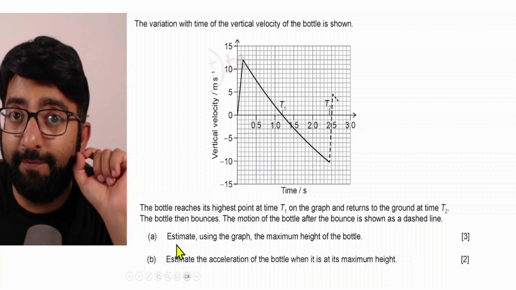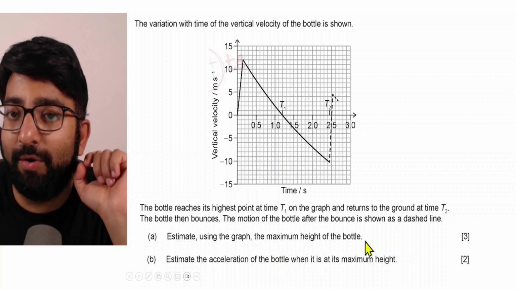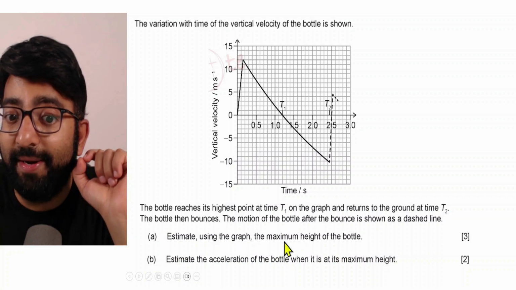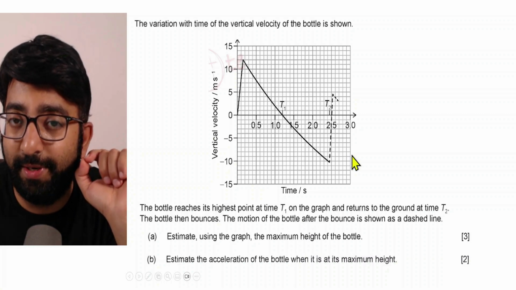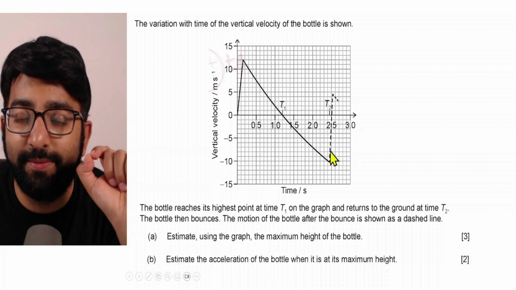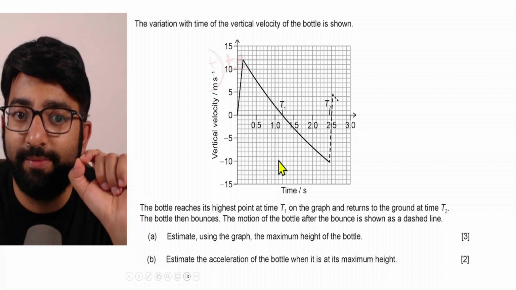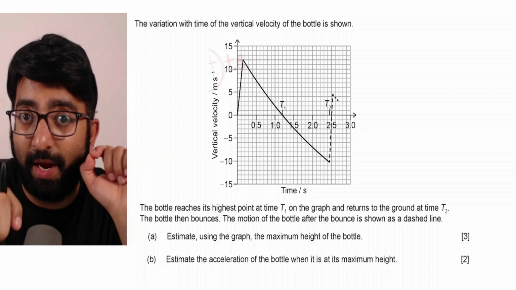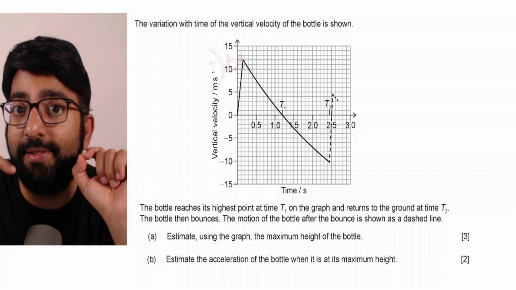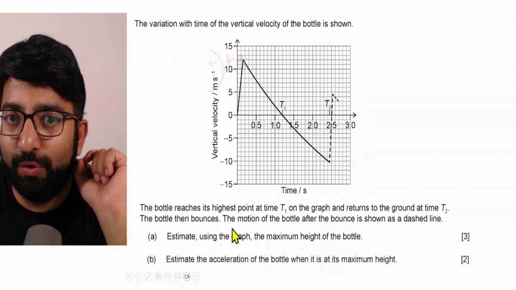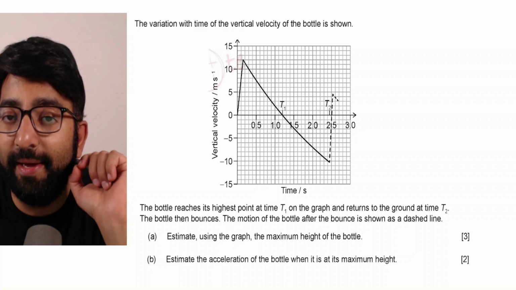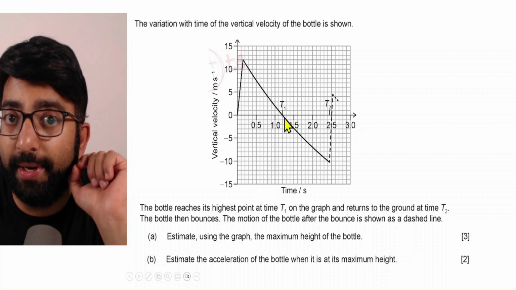In part A, we have to find the maximum height of the bottle. Now, how do we find height, which is basically distance? How do you find distance from a velocity time graph? So the principle is area under a velocity time graph gives us displacement. And in this case, the bottle, since it is traveling in a straight line, distance and displacement will be the same. So all we need to do is find the area under the graph from 0 to t1.